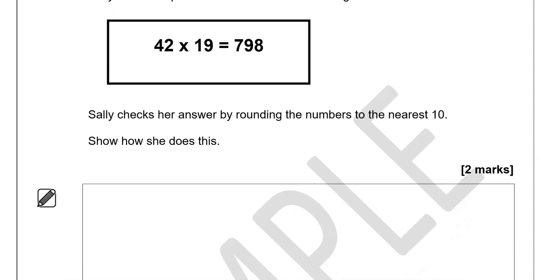So, rounding 40 to the nearest 10, that's going to give us 40, because it's closer to 40 than to 50. Then 19, that is 20 when you round it to the nearest 10. And multiplying 40 by 20 gives us 800.